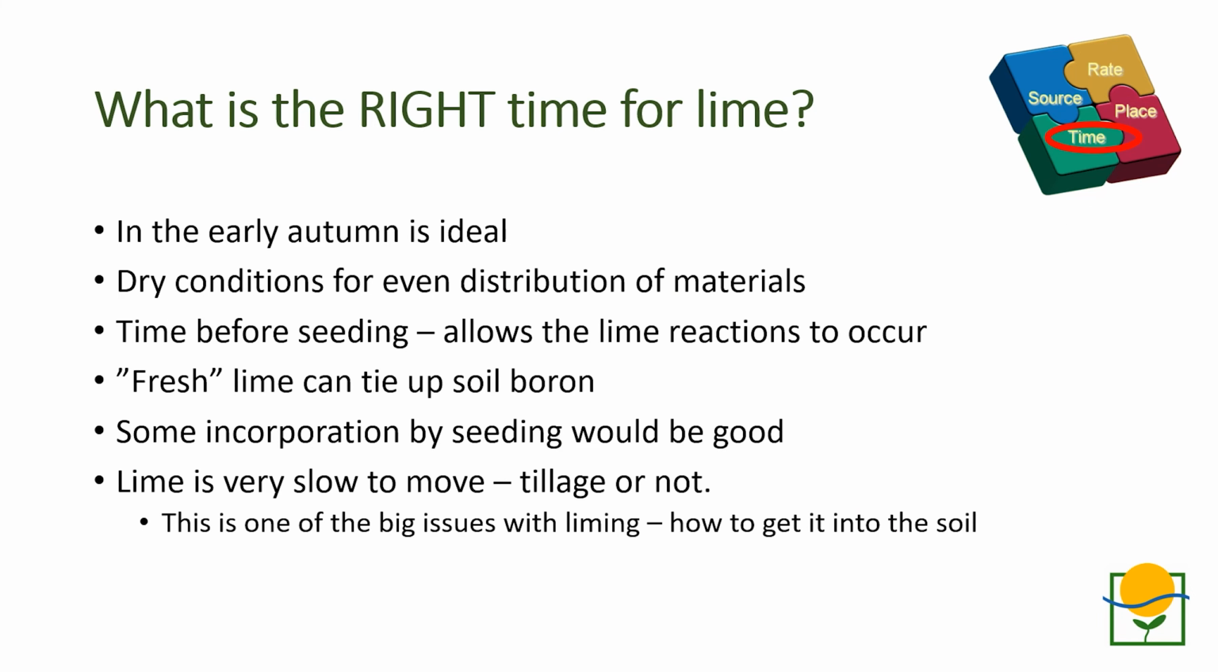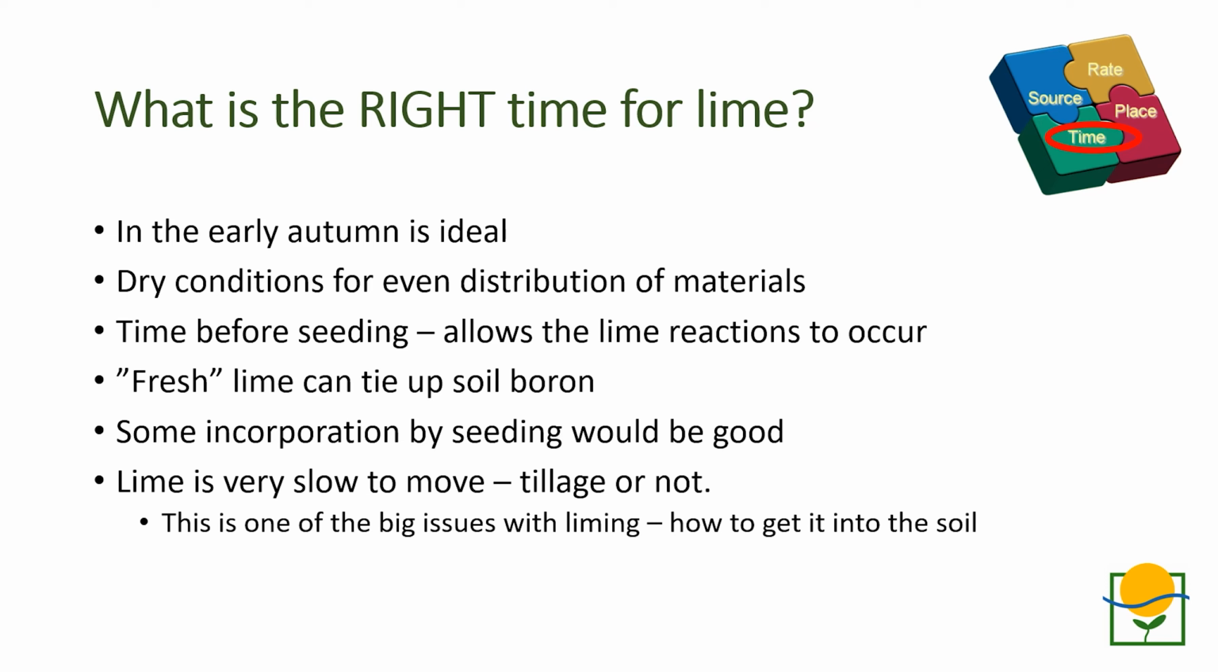The fourth of the 4 R's is to determine what's the right time to apply lime. Typically it's in the early autumn, and that's because the dry conditions will enable the material to be spread more easily, and that paddock trafficability is usually good. It's also before seeding, and so that gives the lime some time to react and gives some neutralising value of any soil acidity before the next crops are sown. Just a point here that applying lime too close to seeding can tie up boron, and it's fresh lime that reacts with soil boron, and if boron's low already in the soil, that can be an issue.